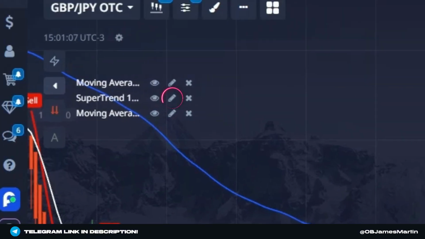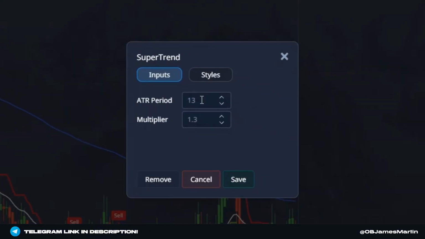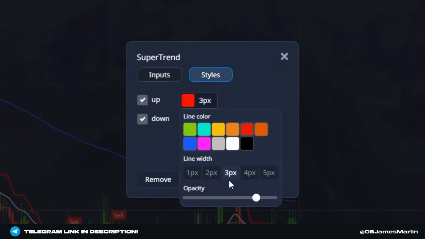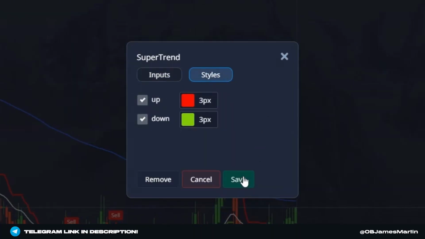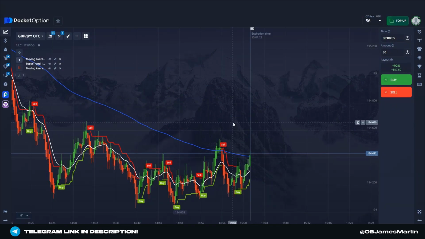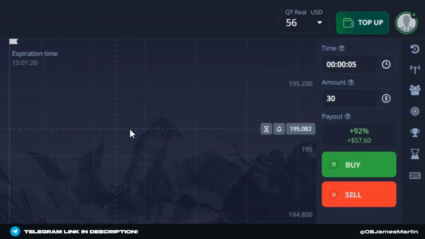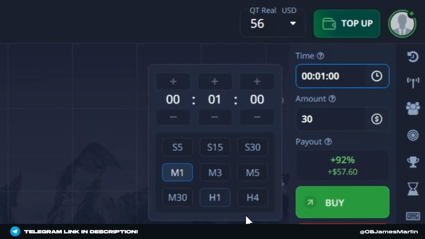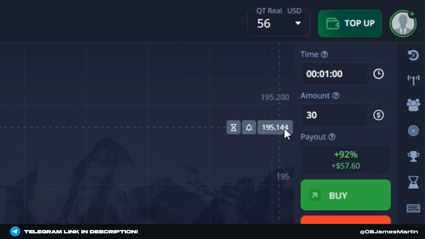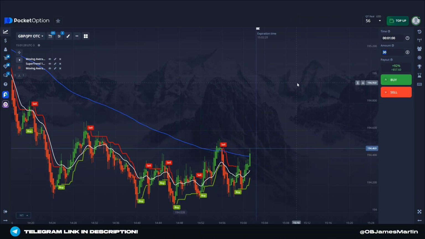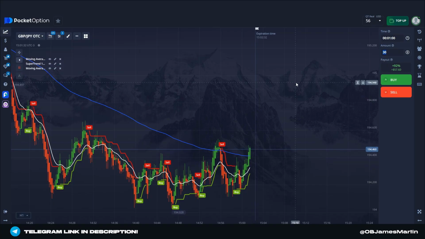And now the Supertrend we're gonna use 13 and 1.3. Okay, I just changed the thickness on that to 3 pixels, and that's good, guys. So for that it's Renko, 15 seconds on time frame, and for that expiration it's 1 minute. We're gonna use $56. I'm gonna start with $30. And it's a very interesting method.